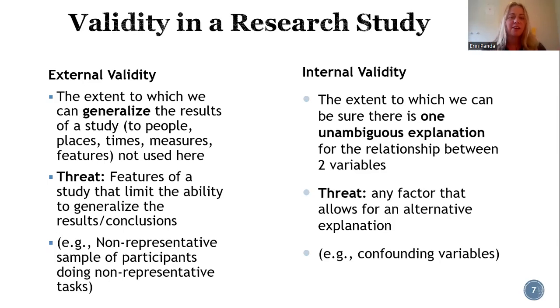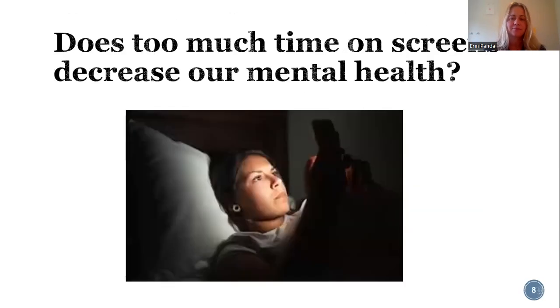This is all very theoretical, so I thought I would give you an example to help illustrate what external validity and internal validity are and how to look for them in a research study and why they're so important. And I thought I'd use this example. I'm going to pose a question to you. Does too much time on screens decrease our mental health?